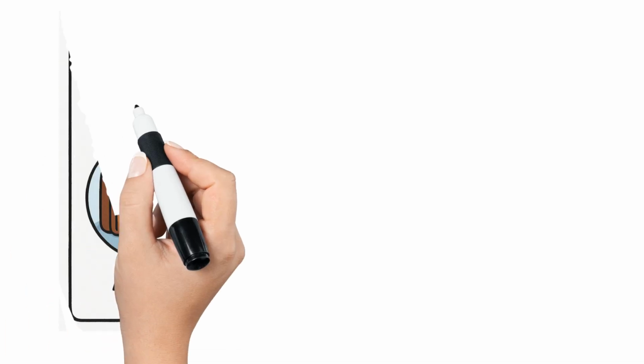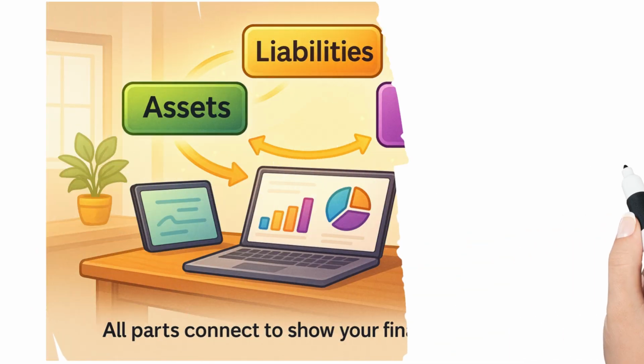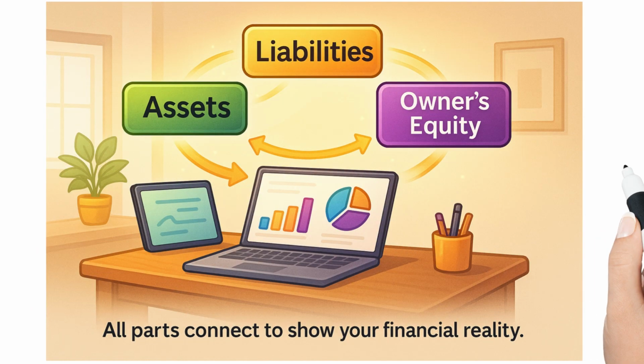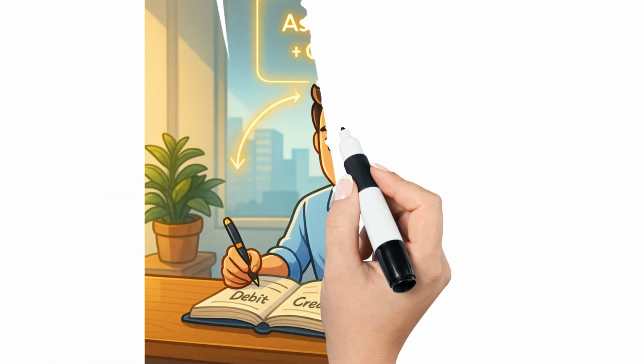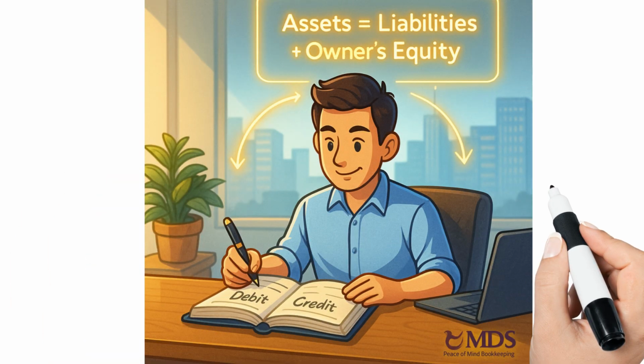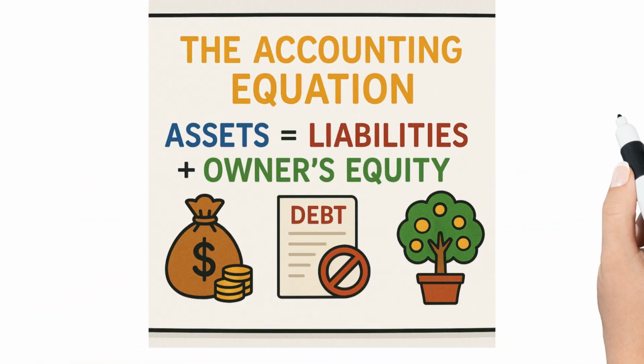So what is this magic formula? It's simply this: assets equals liabilities plus owner's equity. That's it. This single sentence is the foundation of every bookkeeping system in the world. It ensures that for every transaction, the books remain perfectly balanced.